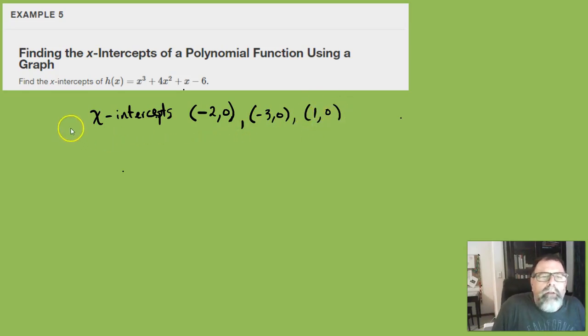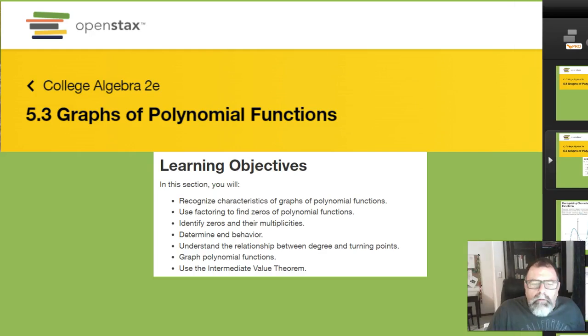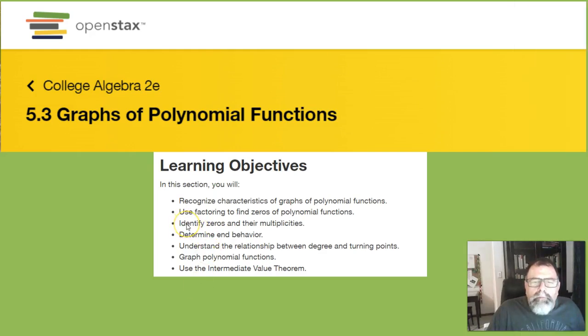And what I was saying earlier is if I wanted to factor this, these will give me the factors. So it would be x plus 2, x plus 3, and x minus 1. And if you multiply that out, you'll see that you get this polynomial. I'll leave that as a little challenge to see if you in fact get this polynomial. Okay, on to the next learning objective.